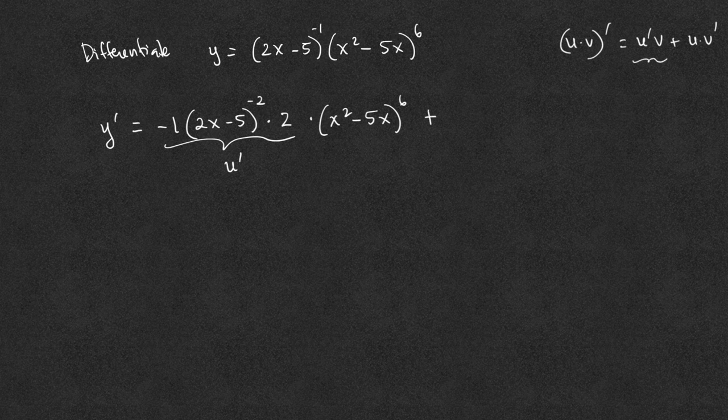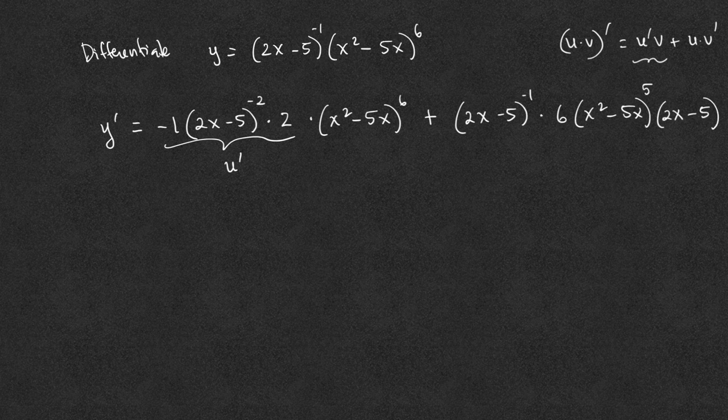Plus, u is 2x minus 5 raised to the negative 1 power times the derivative of the second factor. We use the power rule, bring down the 6, rewrite x squared minus 5x, and lower the power of 6 by 1. 6 minus 1 is 5. But we're not done yet. We still need to multiply the derivative of the inner function, which is the derivative of x squared is 2x, and the derivative of negative 5x is minus 5.